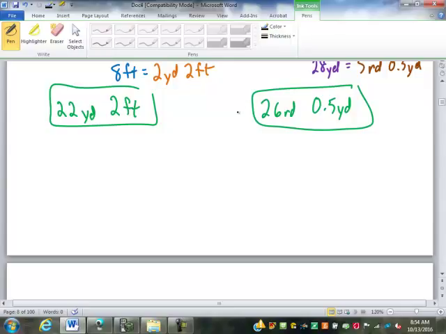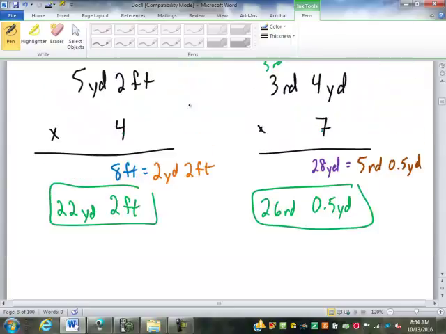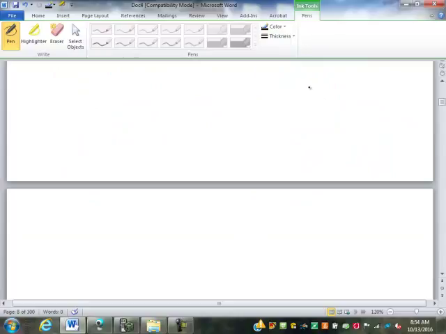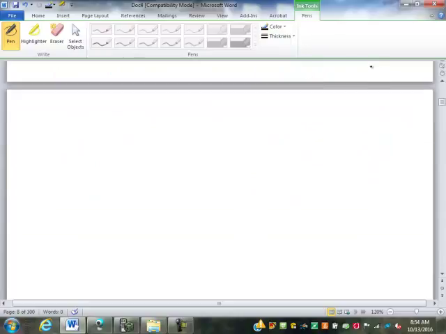So that's multiplying a measurement by a scalar. And again, you could have turned this all into feet and multiplied it, reduced it down. You could turn this all into yards and multiplied it and reduce it down. It's just less work if we stick with the dual units. So that was multiplying a measurement by a counting number or a scalar.